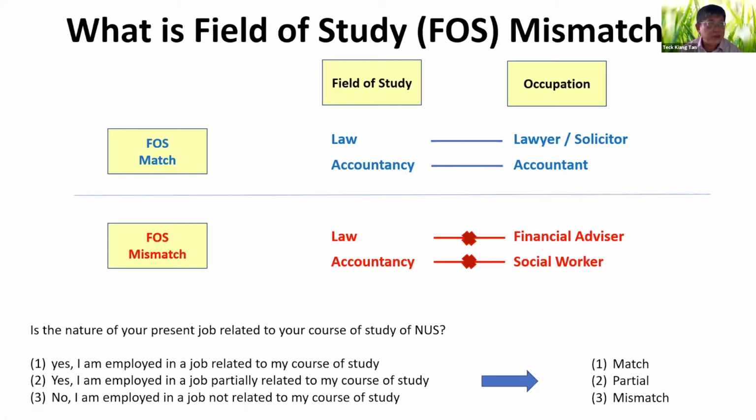In these particular questions, we do not really examine the occupation titles against the field of study, but we ask the graduates directly whether the nature of the present job is related to their course of study at NUS. If their answer is yes, it is related to my field of study, then we classify them as matching. If they say it's partially related to the course of study, it is recoded as a partial match. Then if they are employed in a job that's not related to the course of study, we say it is a mismatch of job.